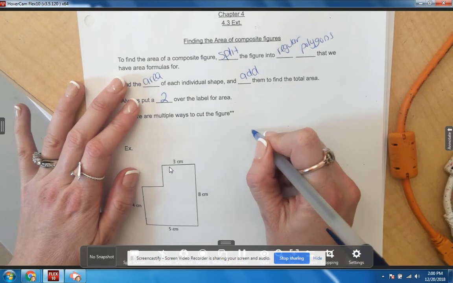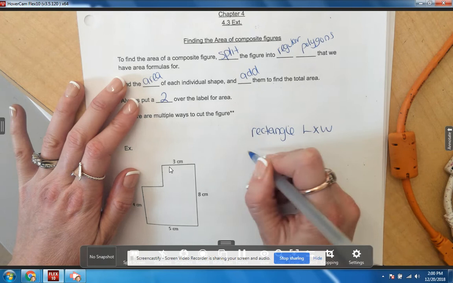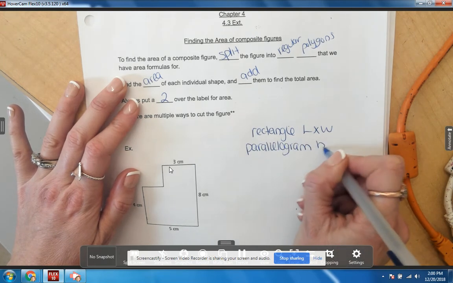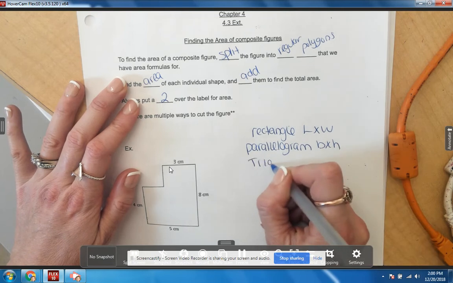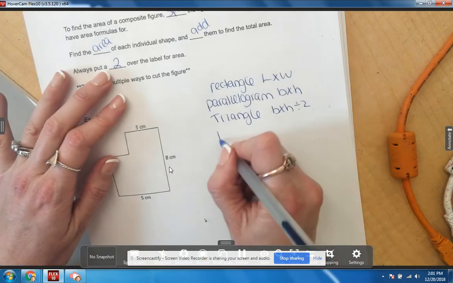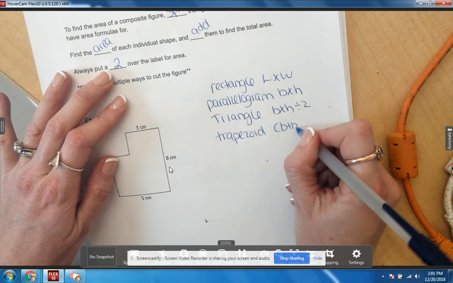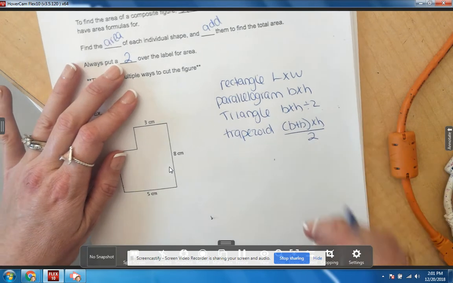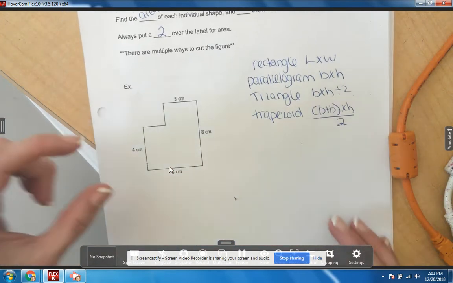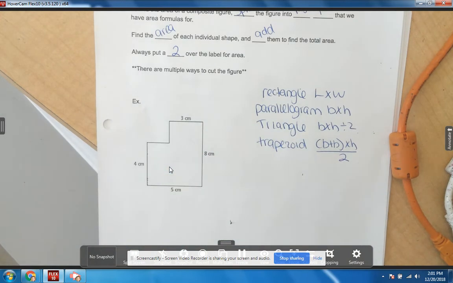So on the side here, I'm going to put rectangle, and I'm going to do length times width; parallelogram, and that one is base times height; triangle, which is base times height divided by 2; and trapezoid, which you did the other day, which is base plus base times the height, all divided by 2. These are the area formulas that we have, and we need to use these to find the area of a composite figure. And important here, I put in stars, there are multiple ways to cut the figure.